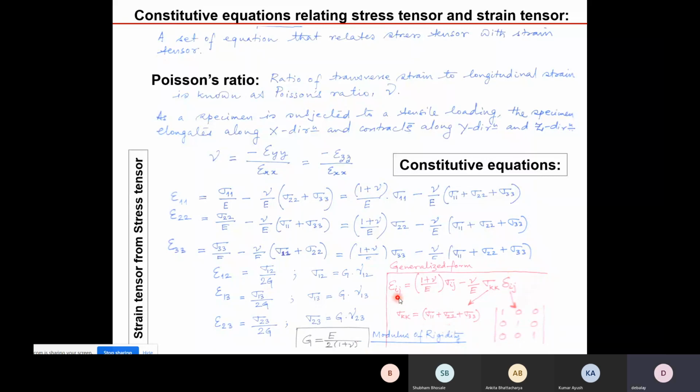And if I take epsilon 12 equal to 1 plus nu by E sigma 12.